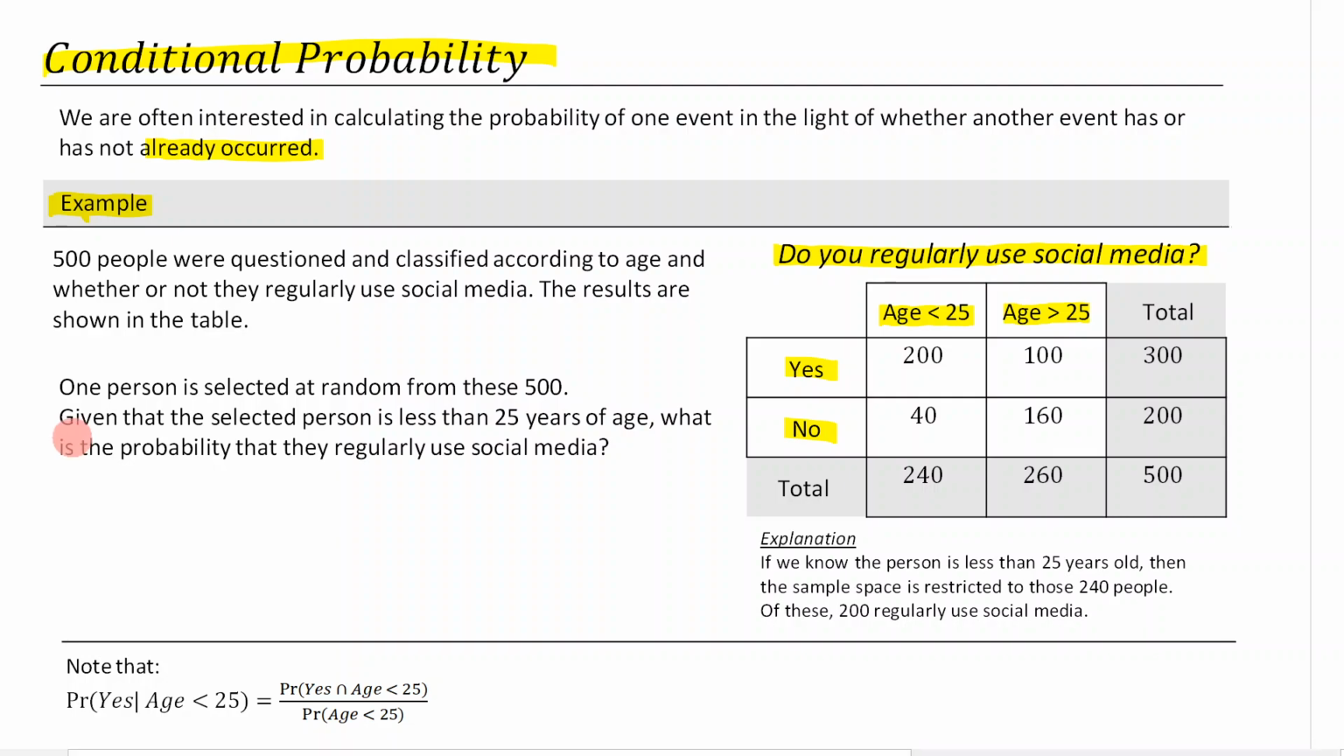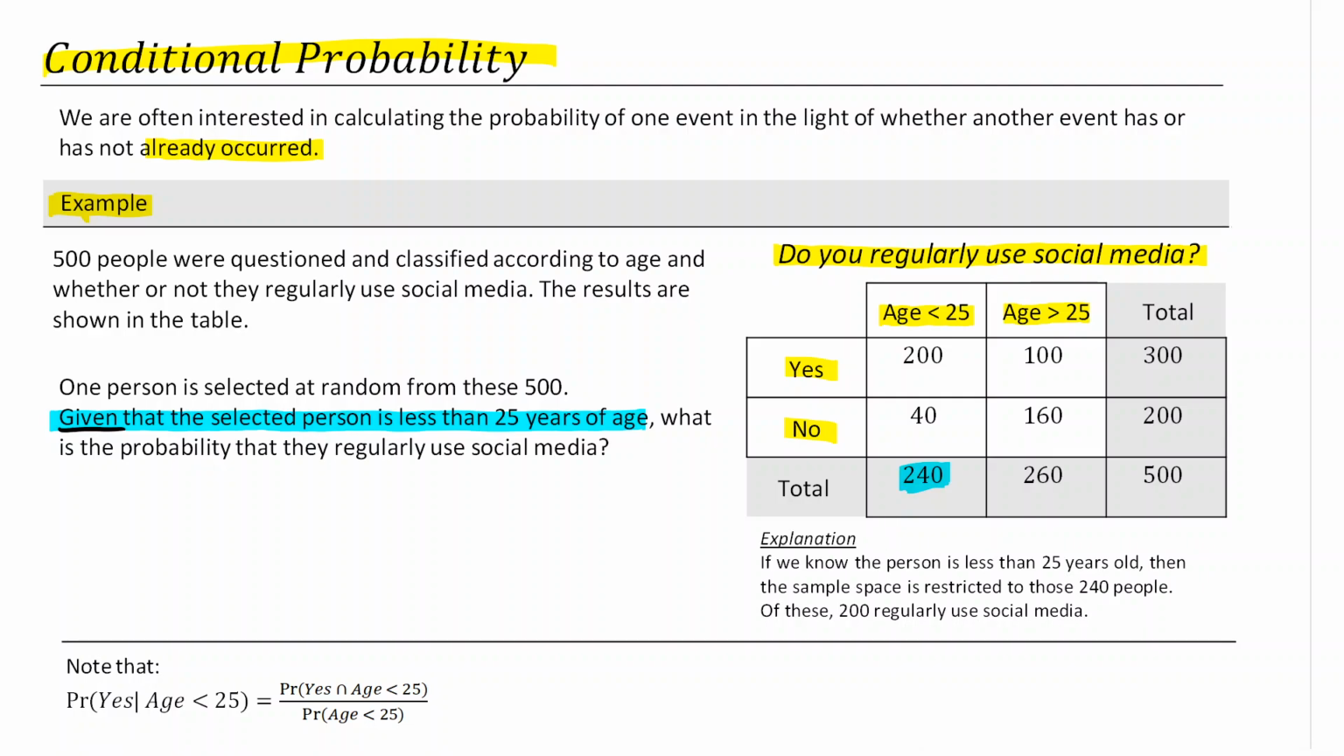Hopefully you really listened when I was reading that question. I really stopped at the word given. As soon as you see the word given, or a word like it that means the same thing, you know that you're dealing with a conditional probability question. Because what it's saying is, given that the selected person is less than 25 years of age, in other words, we're only considering people who are under 25 years of age. And we know that there are 240 of those people.